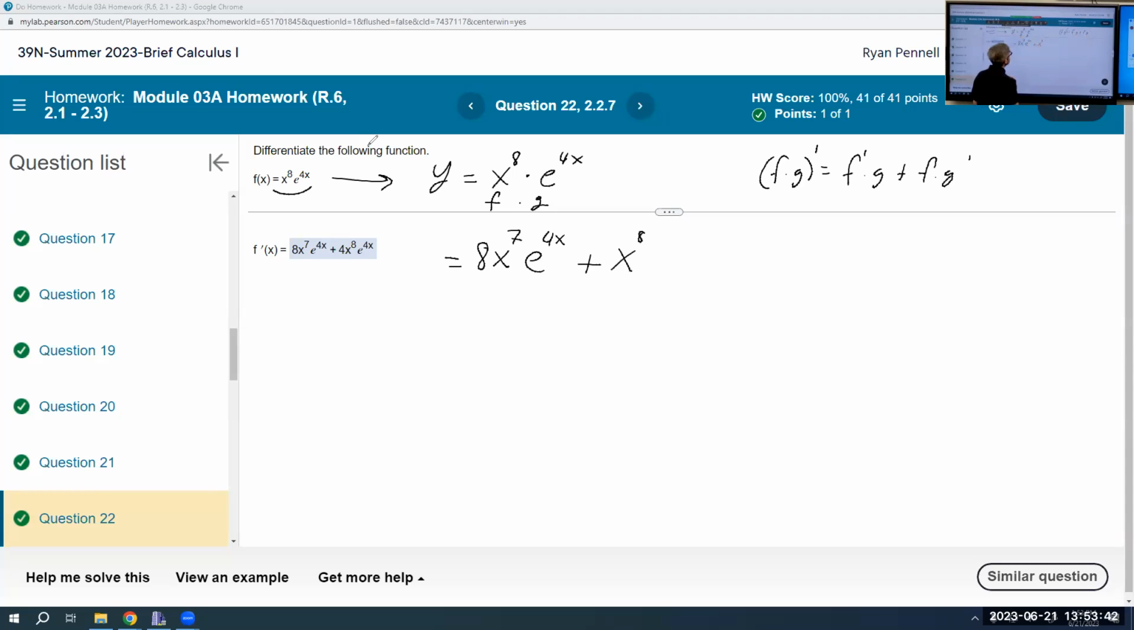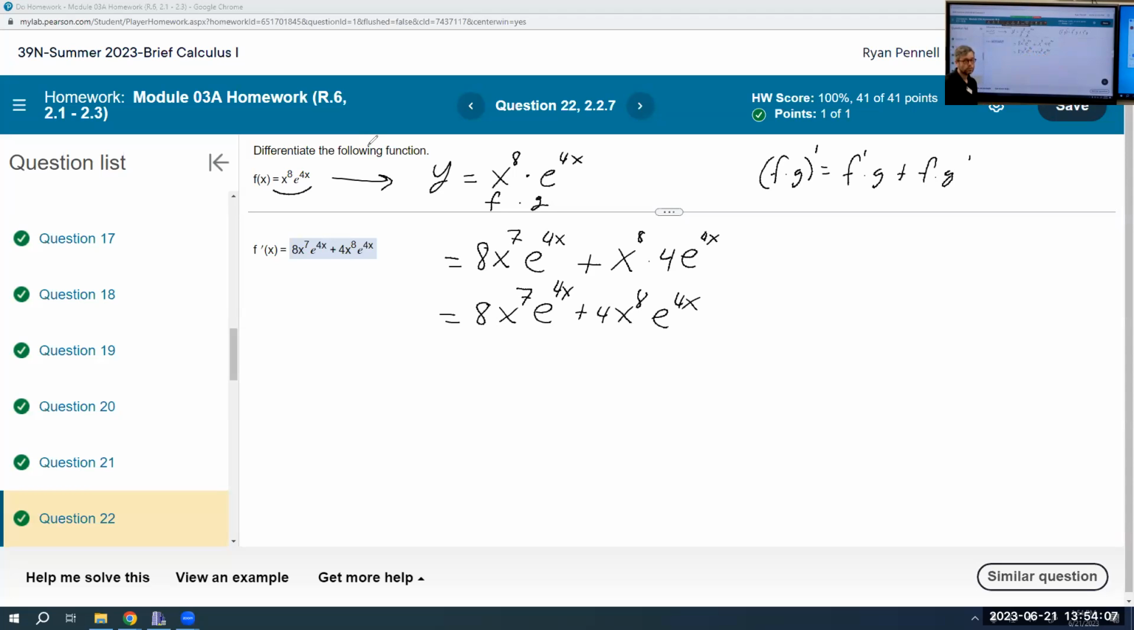First derivative, leave it alone. Second derivative, looks like we're going to bring down the 4. e to the 4x. Still not bad. 8x to the 7th, e to the 4x plus 4x to the 8th, e to the 4x. Okay, that's the idea.